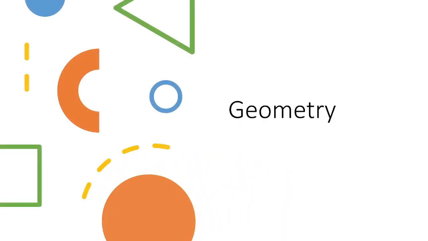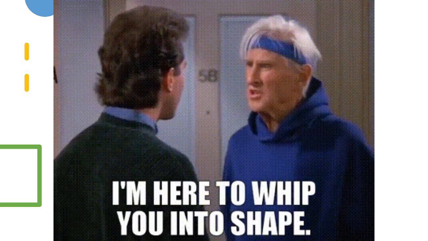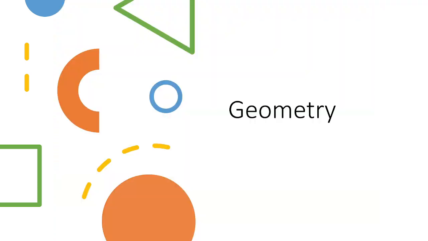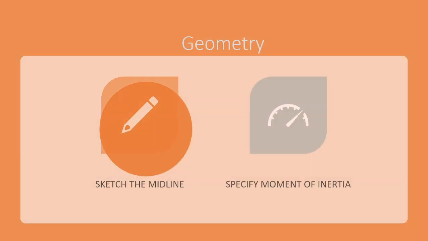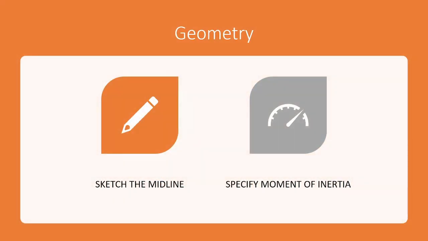Now let's move on to the geometry section for our analysis. This step involves defining the shape and dimensions of the beam we are analyzing. The first step in the geometry section is to sketch the midline of the beam. This is done to define the shape of the beam. Let's move to ANSYS.